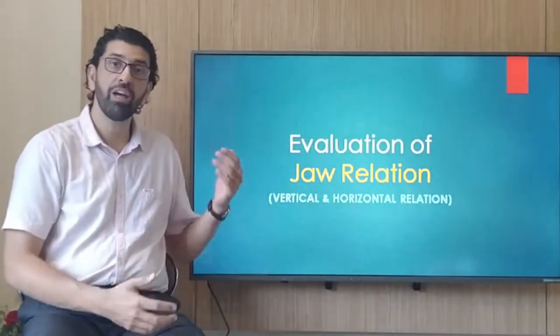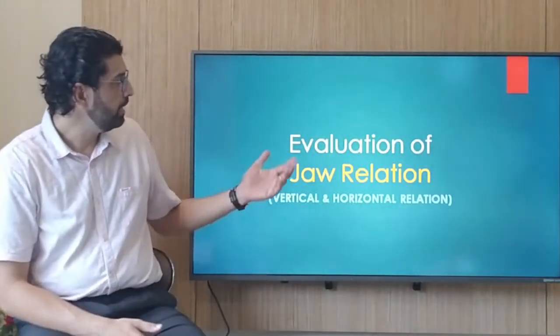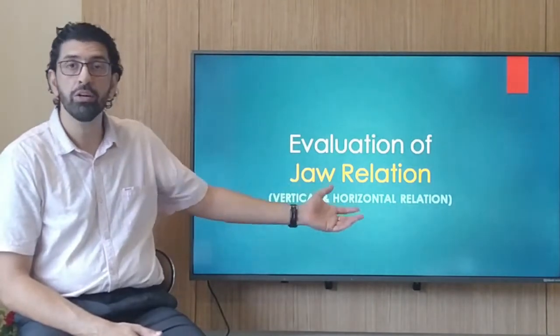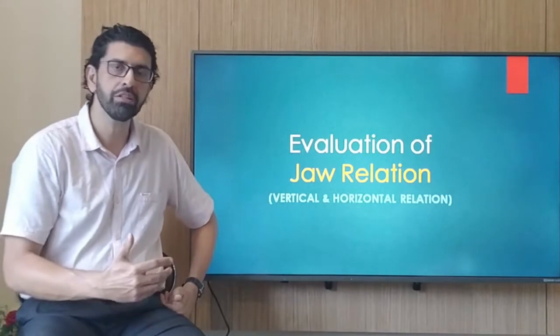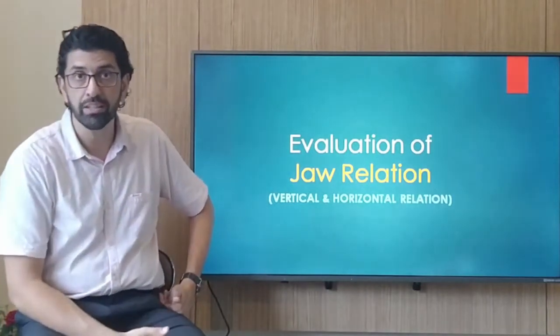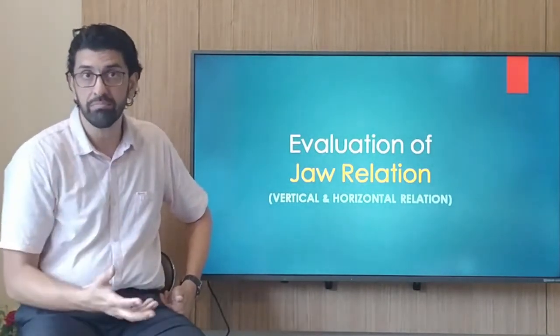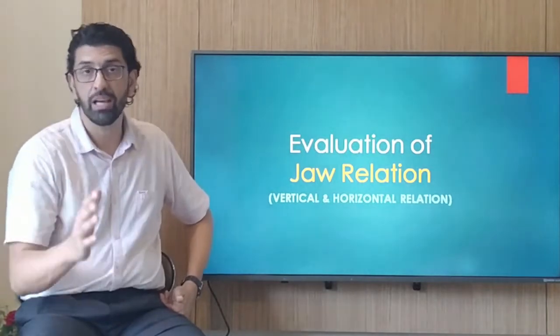So next we have the evaluation of jaw relation, and obviously here we're going to do the vertical and the horizontal relation. We're going to check those because the articulation relation, we hope that you've done it right and you've checked it and made sure that it is perfect at the time you did it.